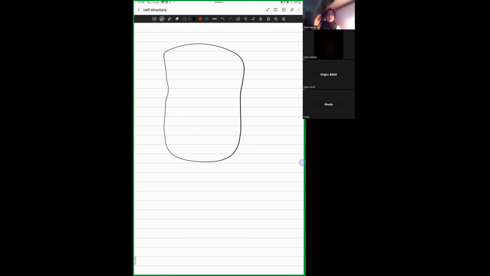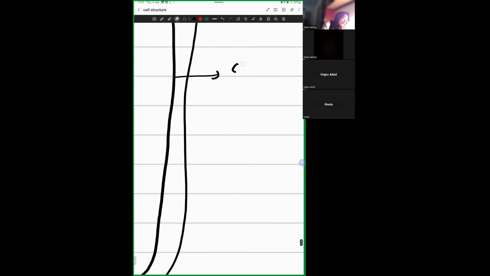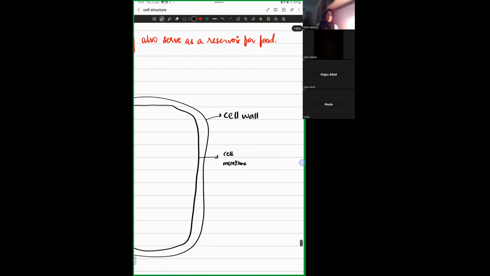ठीक है? The first boundary, or the first barrier, or the first layer which is present in a plant cell is what? It is the cell wall. And then there's another layer which is present in all types of cells, which is the cell membrane. Now, cell wall we studied is present in plant cells and it is absent in animal cells, right?